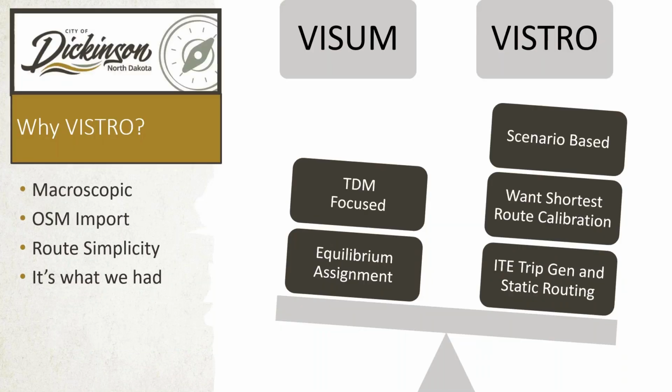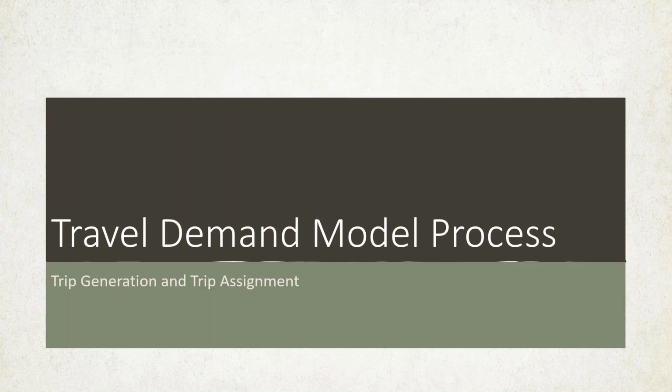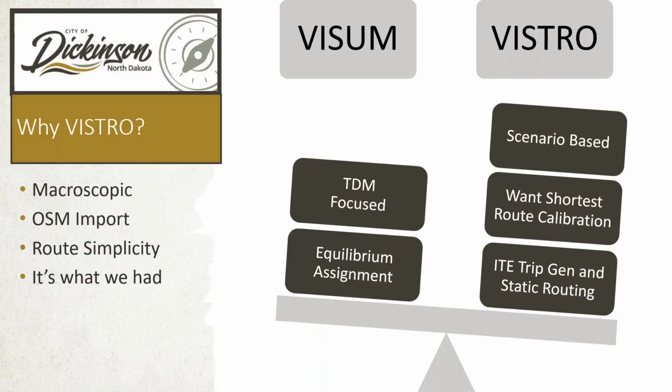And so looking at the travel demand model process, this is where I'll talk a little bit about the trip generation and trip assignment. First off, we did have a discussion internally over what software we were going to use. We wanted a macroscopic model, which both softwares do. They also let you do OpenStreetMaps import to simplify the process of creating the model as well. And we did have Vistro, so that definitely came into account.